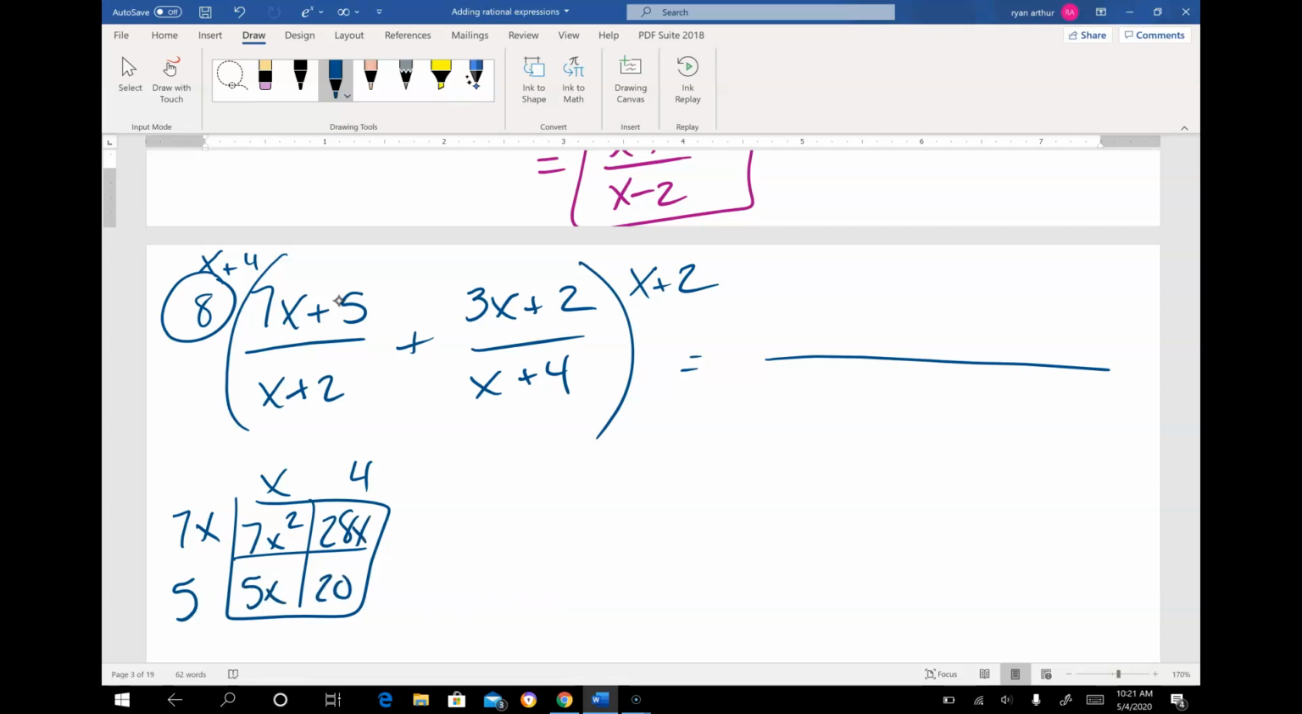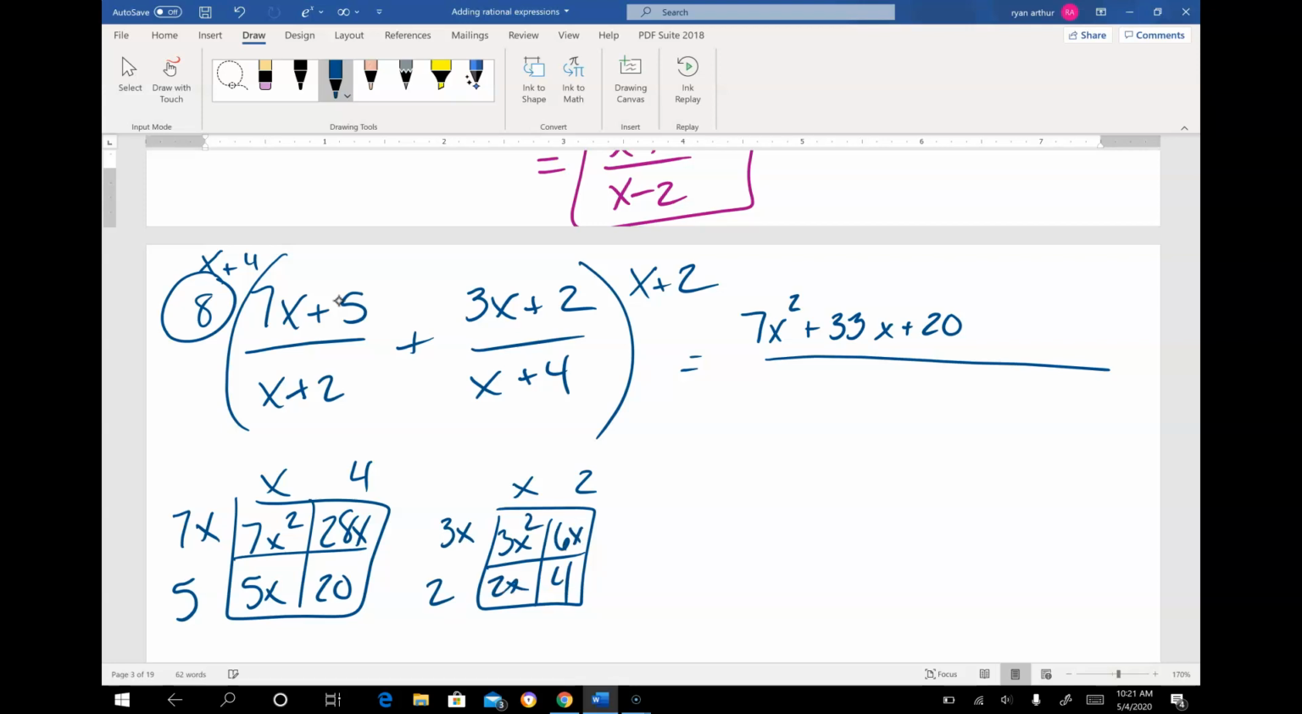So that left-hand side is going to turn into 7x squared plus 33x plus 20. Make sure I'm right on that one. Yeah. Then the right-hand side, we're going to box it in and get plus 3x squared plus 8x plus 4. Okay. All over, well, what's my common denominator? x plus 2, x plus 4.